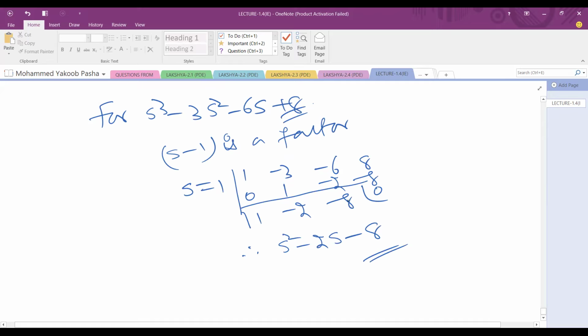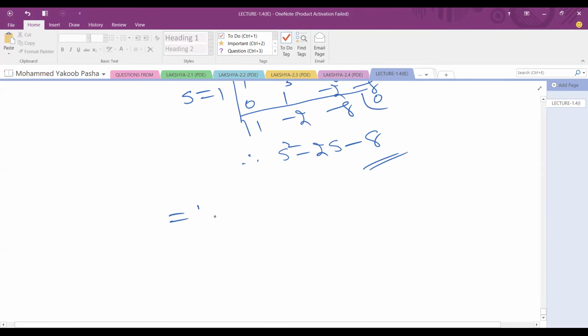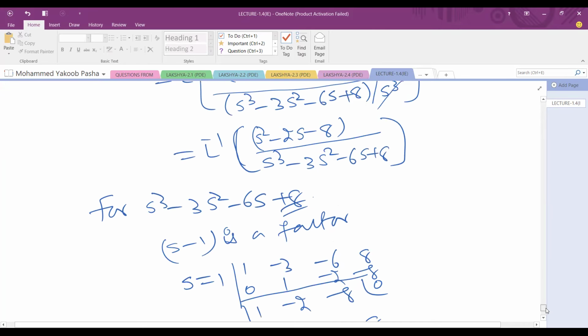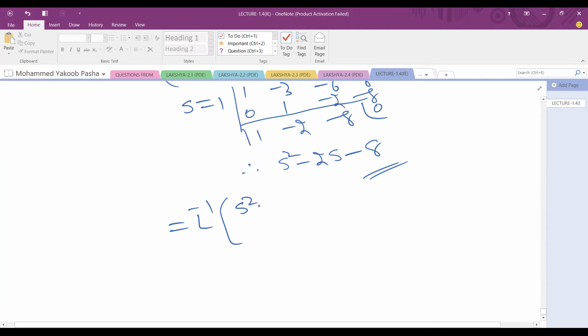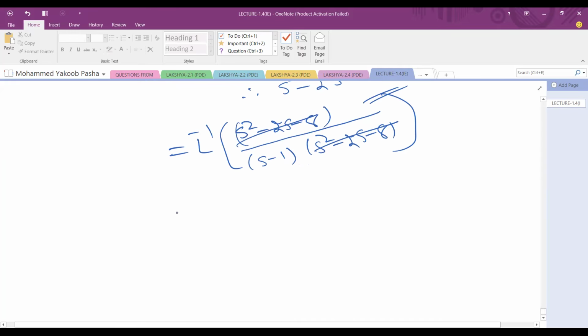So this can be written as S minus 1 into this. Okay. So in the value inverse Laplacian of what is numerator here? S square minus 2S minus H. S square minus 2S minus 8 numerator. Denominator can be written as S minus 1 into S square minus 2S minus H. This and this is cancelled. Okay. So it is L inverse of 1 by S minus 1.